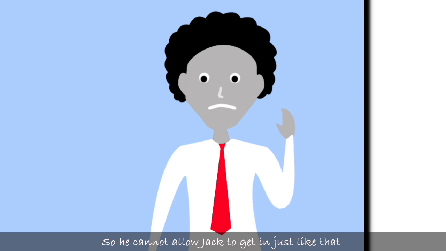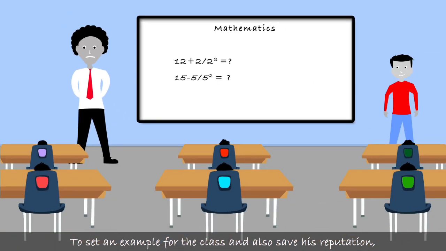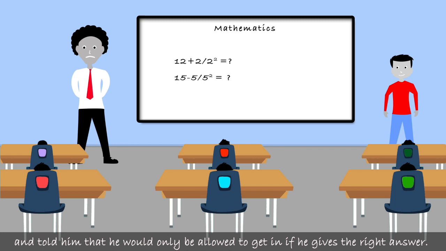So he cannot allow Jack to get in just like that because it will impact his reputation negatively. To set an example for the class and also save his reputation, he presents a problem to Jack and tells him that he would only be allowed to get in if he gives the right answer.